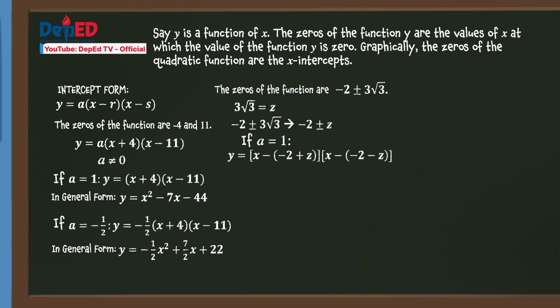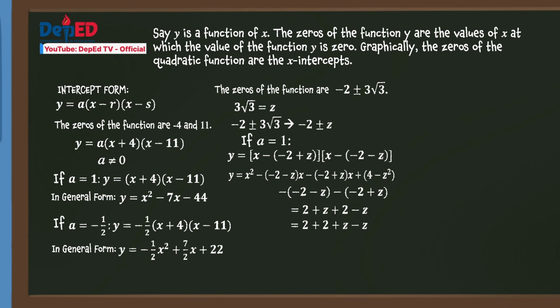Using the FOIL method, y must be equal to x squared minus the quantity (negative 2 minus z) times x minus the quantity (negative 2 plus z) times x plus the quantity (4 minus z squared). To combine the similar terms, we should subtract the coefficients of x. So we have the negative of the quantity (negative 2 minus z) minus the quantity (negative 2 plus z). This can be simplified as 2 plus z plus 2 minus z. Rearranging the terms so that similar terms are beside each other, we have 2 plus 2 plus z minus z, and this is equal to 4. Hence, the coefficient of x is 4. Thus, y is equal to x squared plus 4x plus the quantity (4 minus z squared).